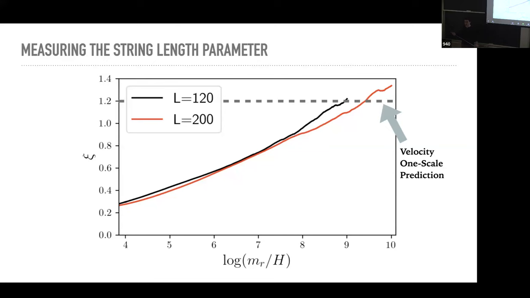So this seems to be a feature not just of the string tension, but of the way that if you have some number density of strings in a volume, they interact and interconnect and form smaller loops. Those loops continue to evolve.